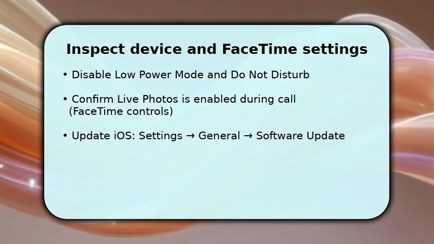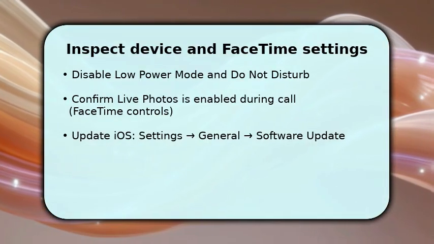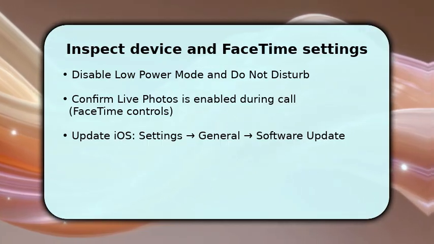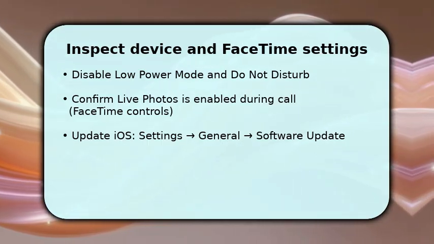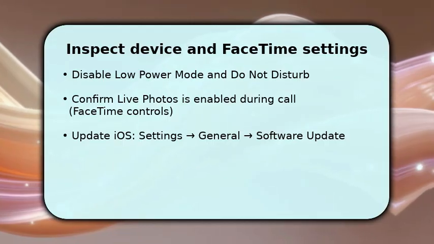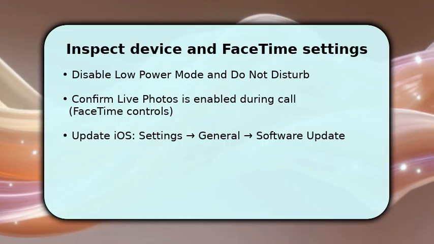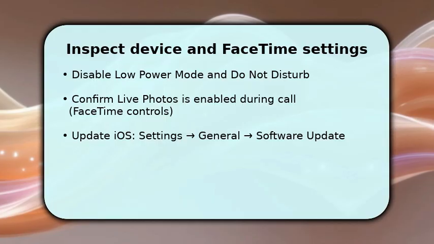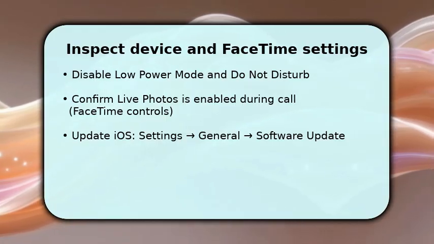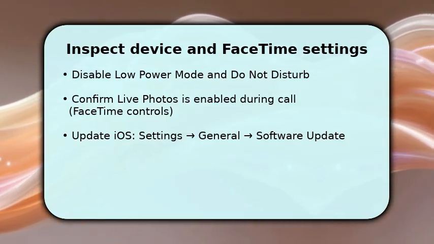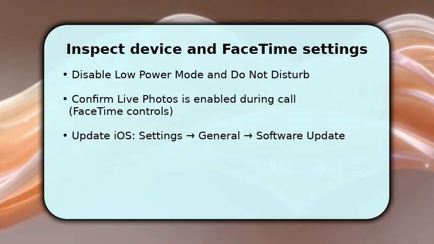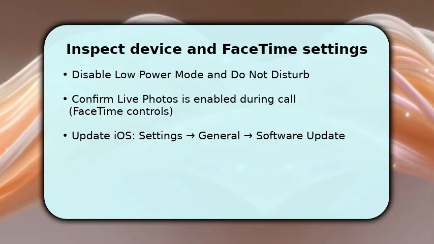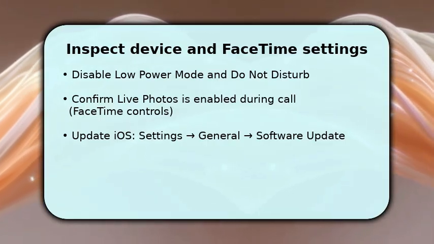Now you'll dig into device state and app settings. Turn off low power mode and do not disturb because they can stop live photo captures. You need full runtime and notifications active. During a call, tap the FaceTime controls and enable live photos if the option appears. This allows snapshots. Make sure your iOS is up to date. Apple patches camera and FaceTime bugs regularly. If permissions and settings are correct but photos still fail, proceed to a restart and account checks next.